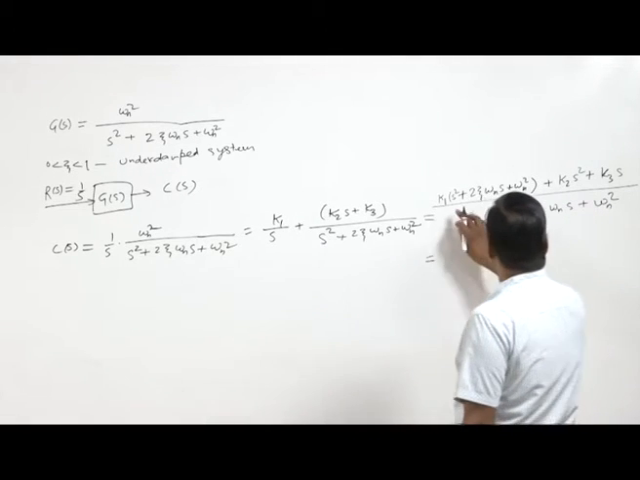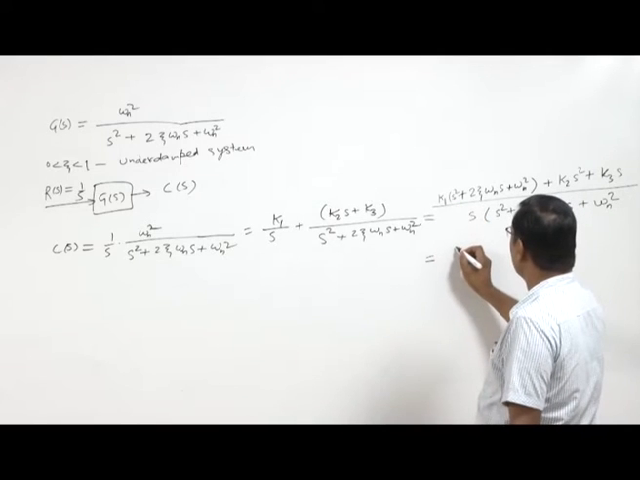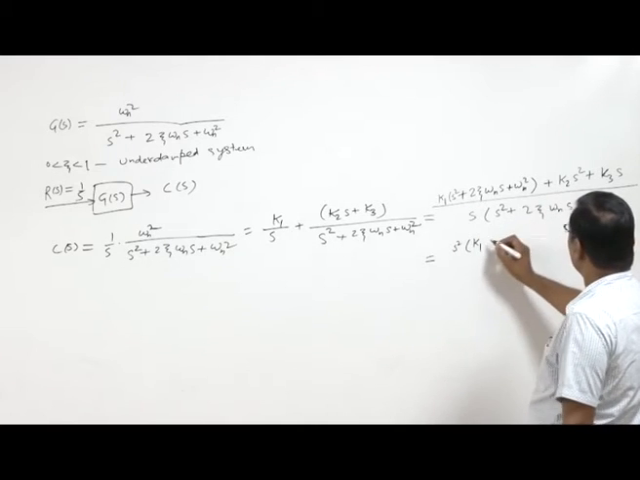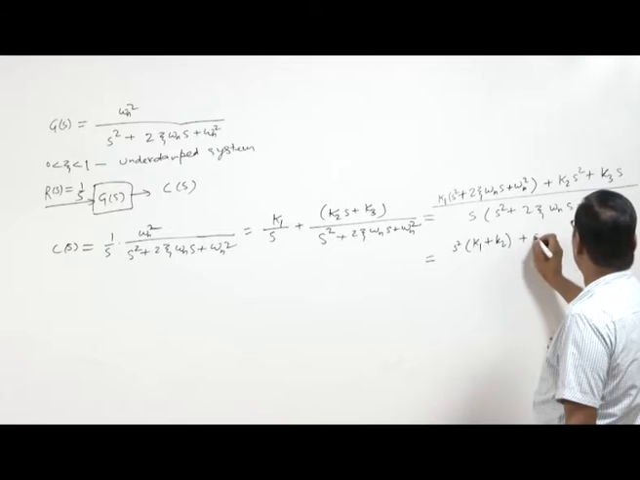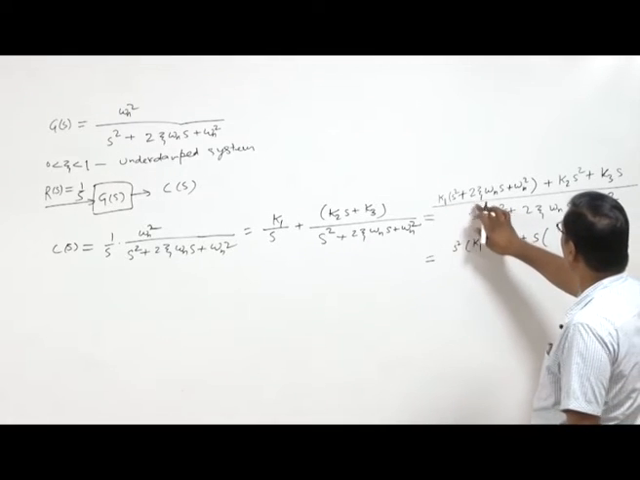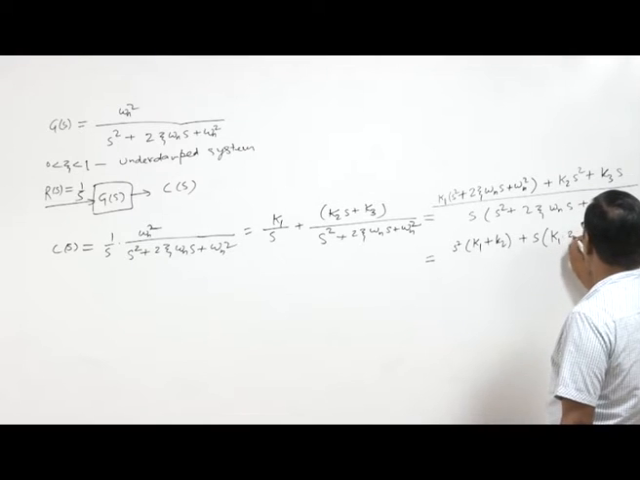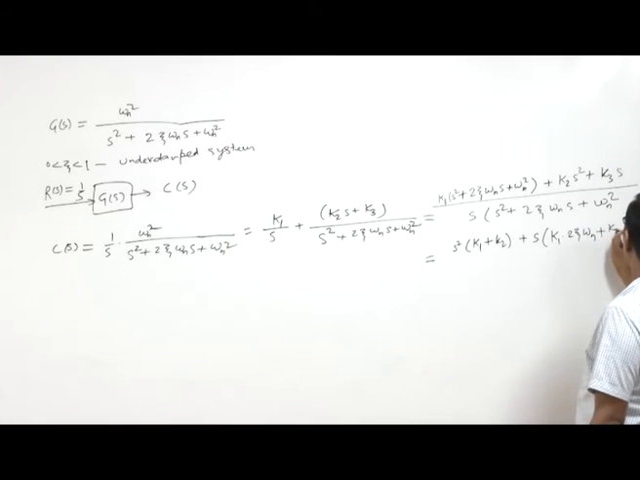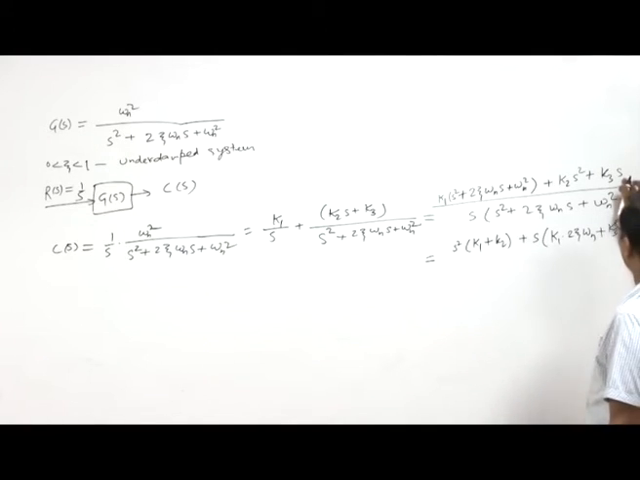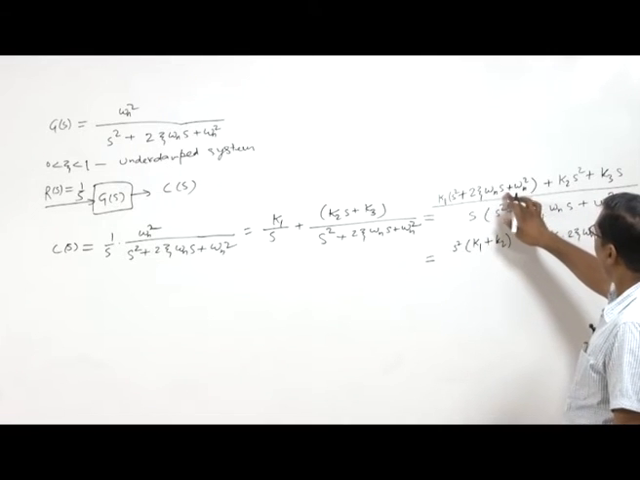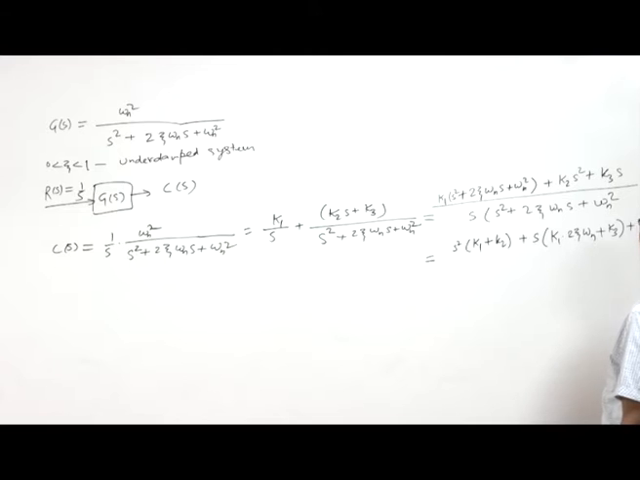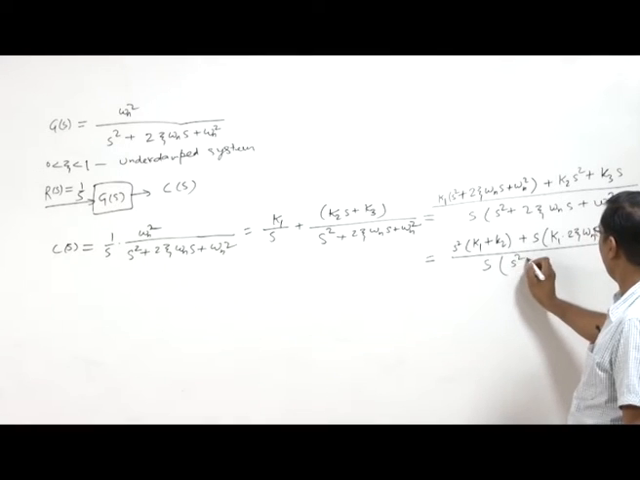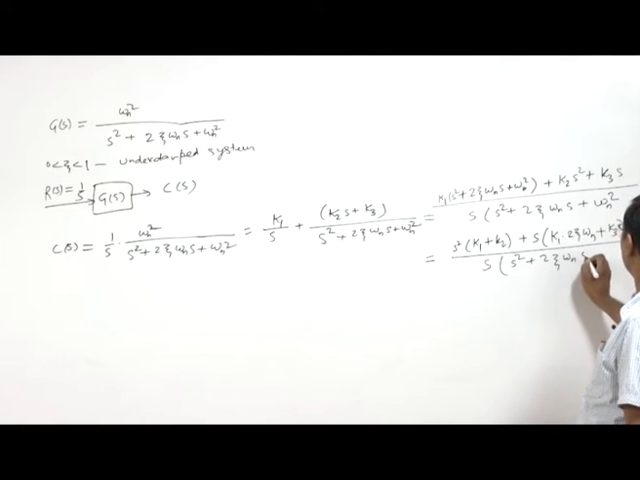So we collect the terms of the coefficient of s square. For s square, we have k1 plus k2. Then we collect the s coefficient. Here we have k1 into 2 zeta omega n plus k3. Now we have k1 into omega n square as the constant, and the denominator is s square plus 2 zeta omega n s plus omega n square.